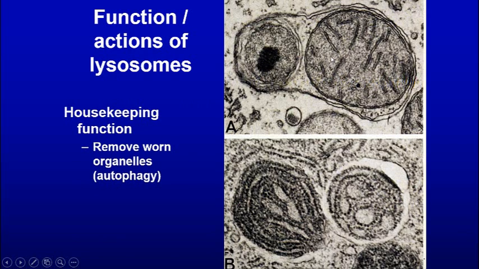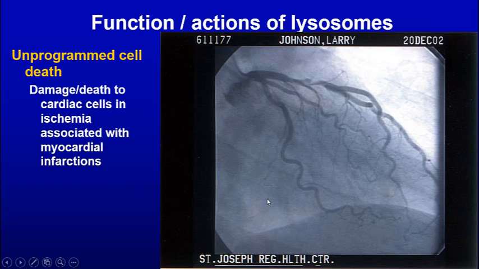A lysosome also has a housekeeping function. Here we see a mitochondria and a peroxisome. Too many membranes, that's an autophagic vacuole. Here's again too many membranes around this rough endoplasmic reticulum, so this is going to be autophagy, things to be digested. Here you see unprogrammed cell death, sometimes associated with cardiac cells if you have ischemia. The cells think it's time to die, and they release their lysosomes, and that kills the cells.